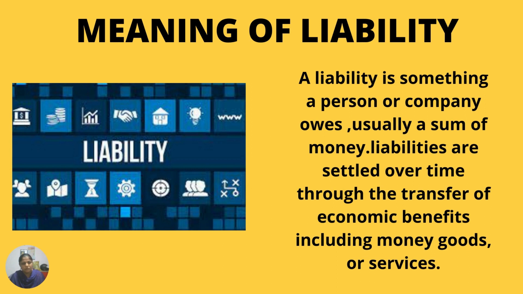Then see the next one, meaning of liability. What is a liability? A liability is something a person or company owes, usually a sum of money. Liabilities are settled over time through the transfer of economic benefit, including money, goods, or services. Liability also plays an important role in the balance sheet.